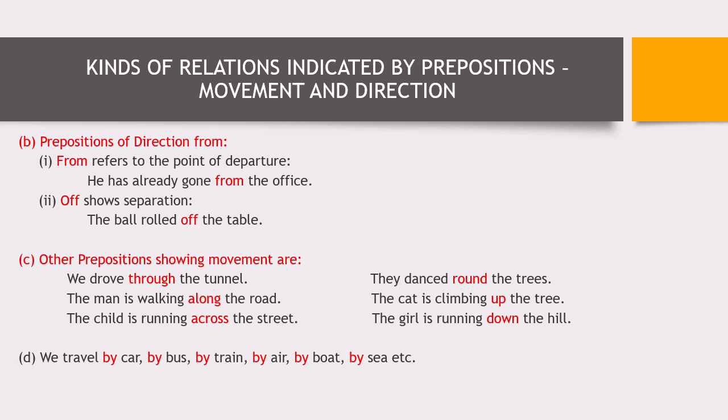C. Other prepositions showing movement are: we drove through the tunnel. They danced round the trees. The man is walking along the road. The cat is climbing up the tree. The child is running across the street. The girl is running down the hill. D. We travel by car, by bus, by train, by air, by boat, by sea, etc.